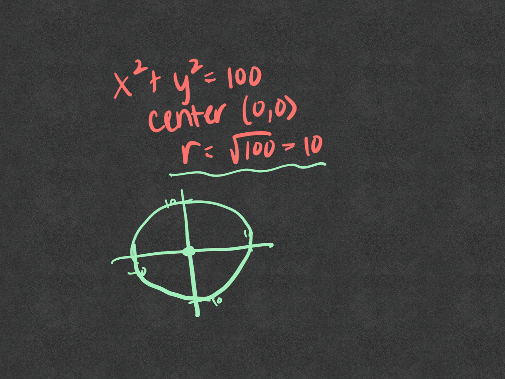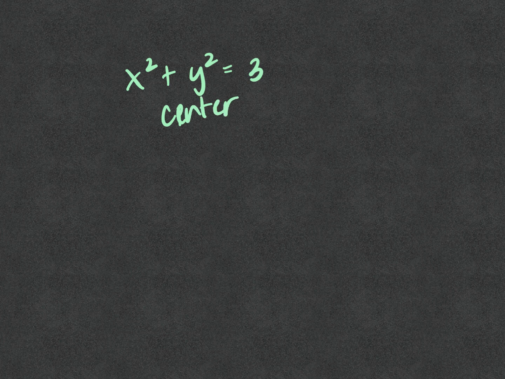So the next one, let's say x squared plus y squared equals 3. This means we have a circle. The x squared plus y squared tells us a circle. Keep that in mind. The center is still at 0, 0 because nothing is happening to the x or y. It's just x squared plus y squared. And the radius is the square root of 3, which is approximately 1.73.